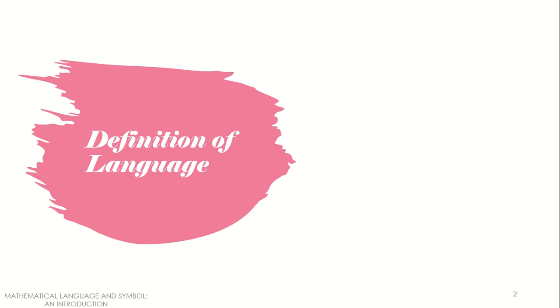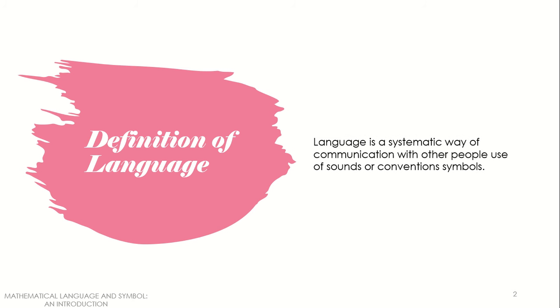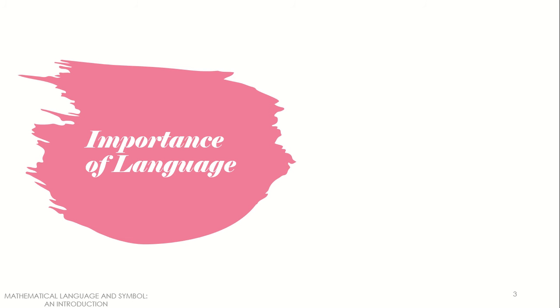So let's start. The definition of language. So what is language? Language is a systematic way of communication with other people. Use of sounds or conventions, symbols. So, meaning to say, language is used to communicate with others, either using sounds or symbols. The importance of language. Language was invented to communicate ideas to others.